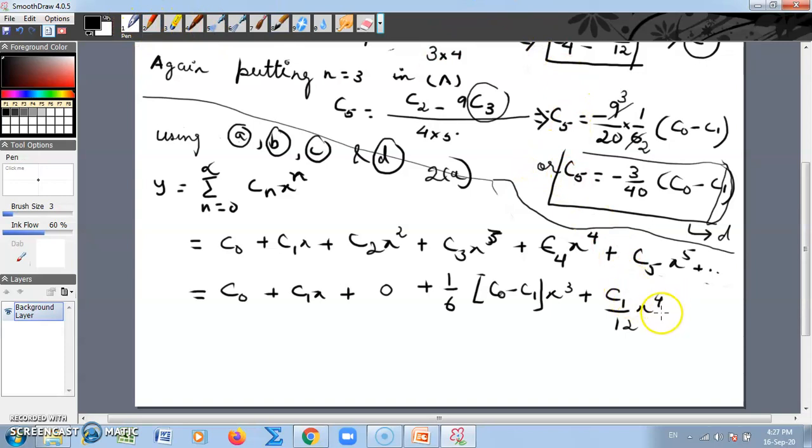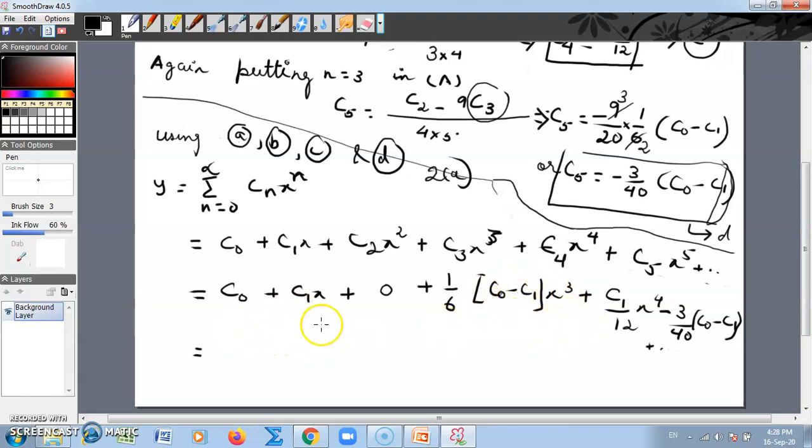So C5 is minus 3 by 40 C0 minus C1 plus dot dot dot, and it remains like this. So let us look at all the constants. Even if you had calculated C5, C6, C7, C8, you would have found that they are all functions of C0 and C1. Each of the constants becomes a function of C0 and C1.